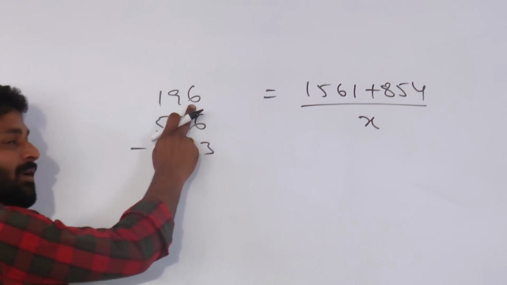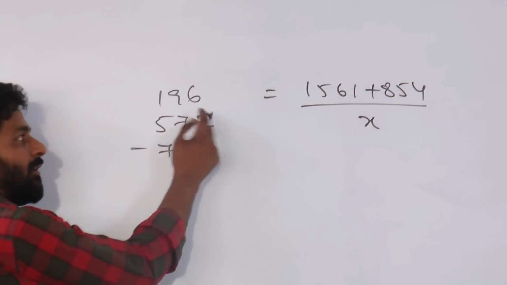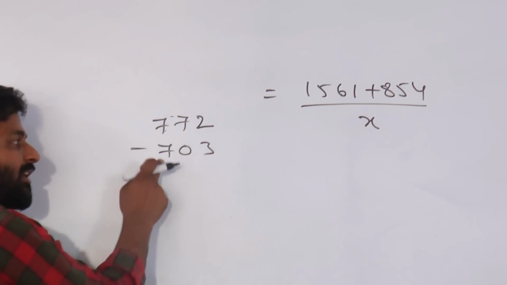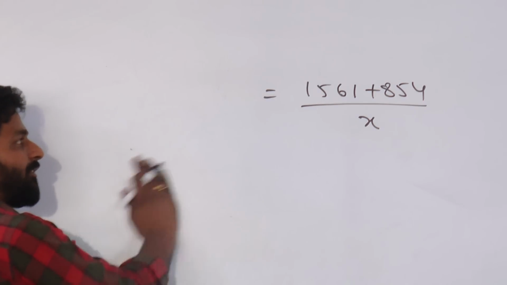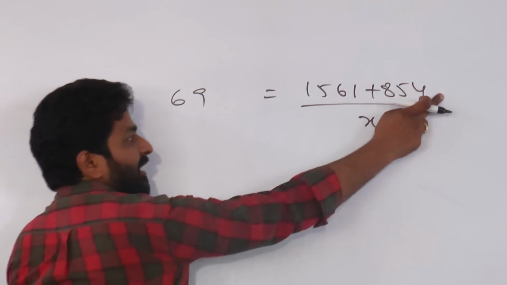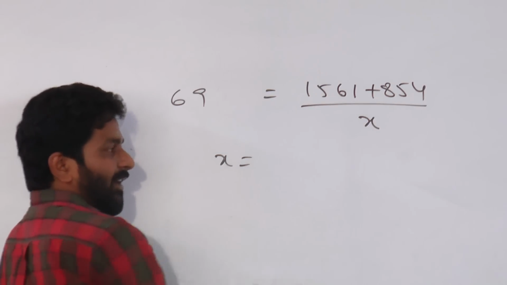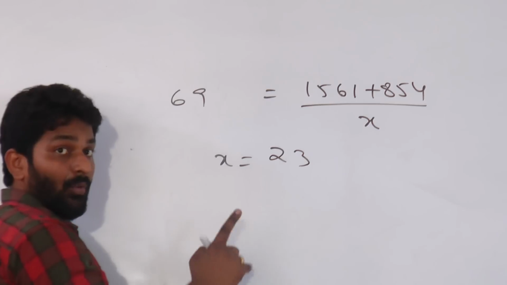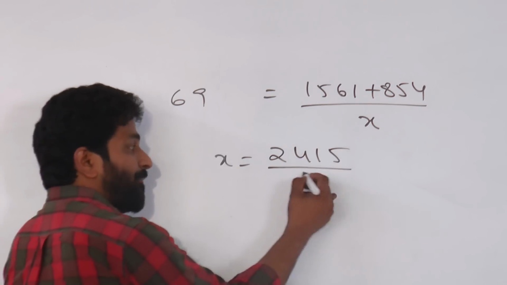If you add 4 to this number, this becomes 200. Subtract 4 from here, so that will be 2 here, and it becomes 200. So 200 and then 500 becomes 700. 700 minus 700 cancel. 72 minus 3, 69. So left hand side you have 69. So x will be equal to this number by 69. X is equal to 1500 plus 800, 2300. 61 plus 54, 115. That becomes 2415 by 69.